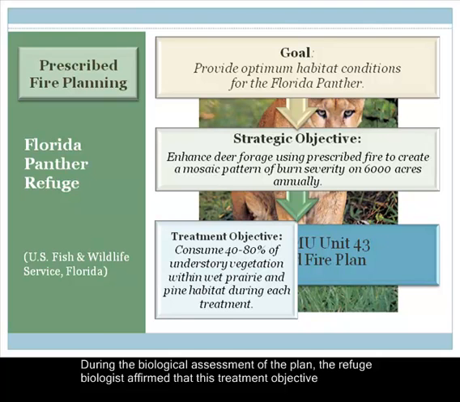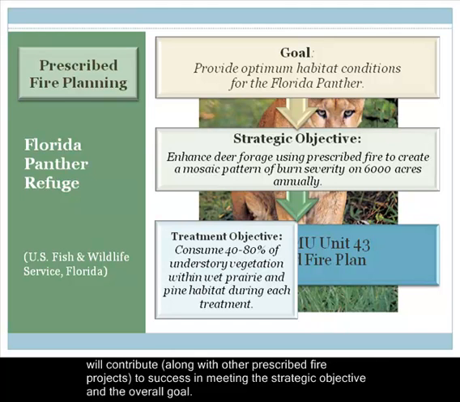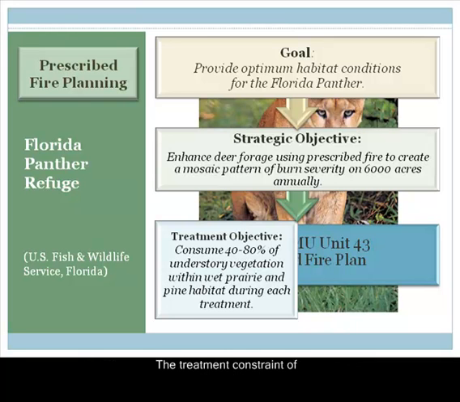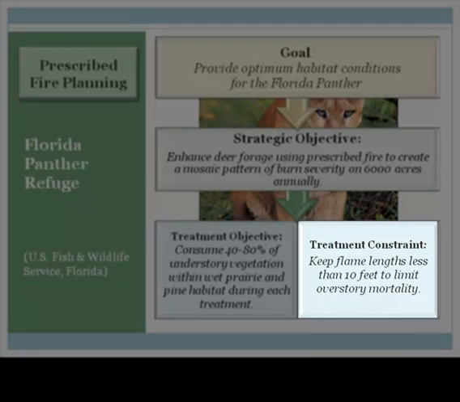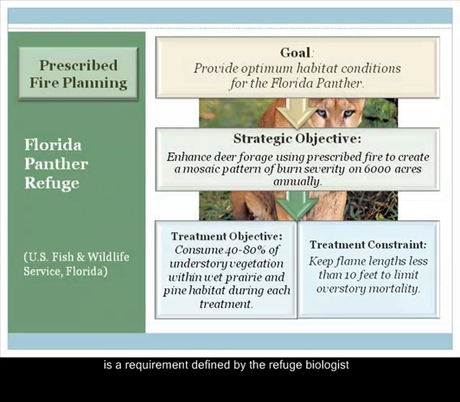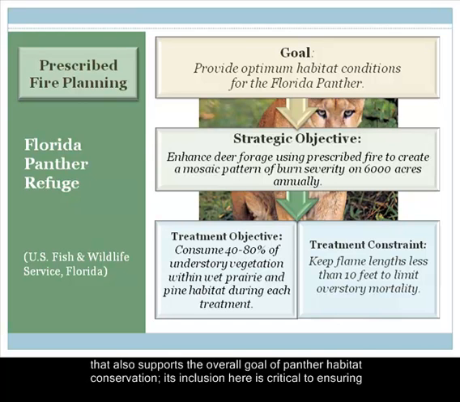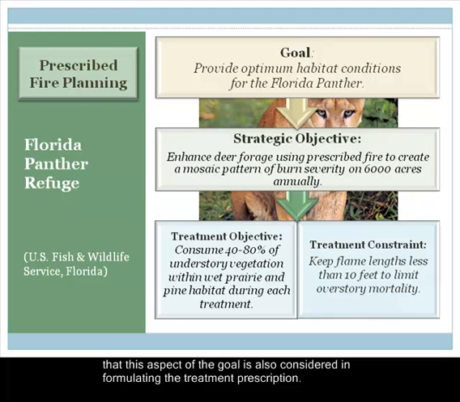During the biological assessment of the plan, the refuge biologist affirmed that this treatment objective will contribute, along with other prescribed fire projects, to success in meeting the strategic objective and the overall goal. The treatment constraint of keep flame lengths less than 10 feet to limit overstory mortality is a requirement defined by the refuge biologist that also supports the overall goal of panther habitat conservation. Its inclusion here is critical to ensuring that this aspect of the goal is also considered in formulating the treatment prescription. It's possible to be successful in addressing both treatment objectives and treatment constraints, but only if the limiting constraints are identified and clearly spelled out in the prescribed fire plan.